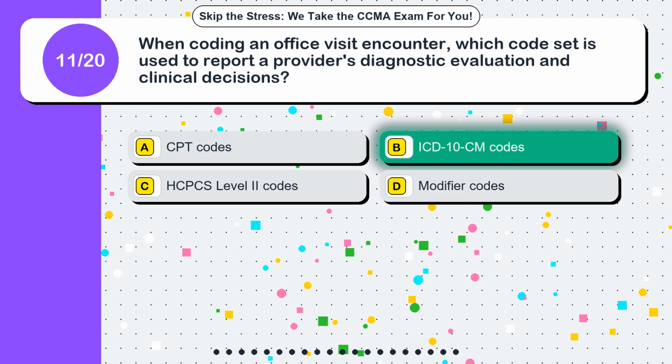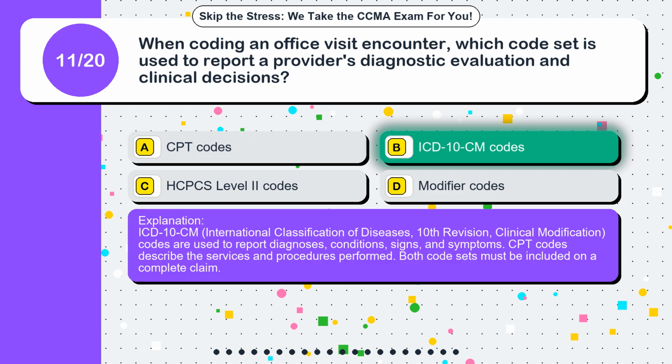ICD-10-CM codes. ICD-10-CM, International Classification of Diseases, 10th revision, clinical modification, codes are used to report diagnoses, conditions, signs, and symptoms. CPT codes describe the services and procedures performed. Both code sets must be included on a complete claim.